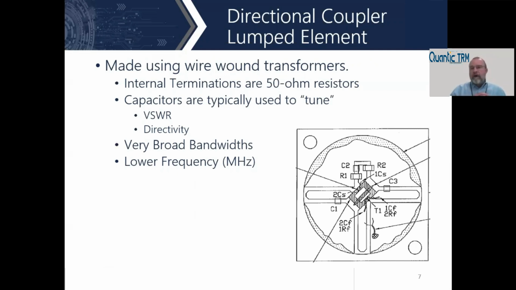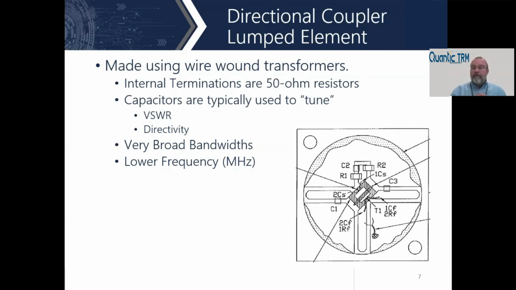The simplest example of that is how transformers work. Transformers have a primary and a secondary. The primary has voltage running through it. An electromagnetic field expands and contracts. That field crosses the secondary and induces a voltage in the secondary windings. That is exactly how a lumped element directional coupler functions. These are wire wound transformers. We use ferrite beads to help concentrate the magnetic field.